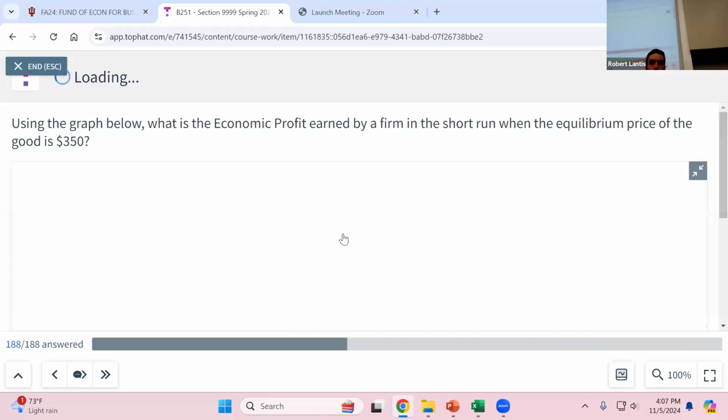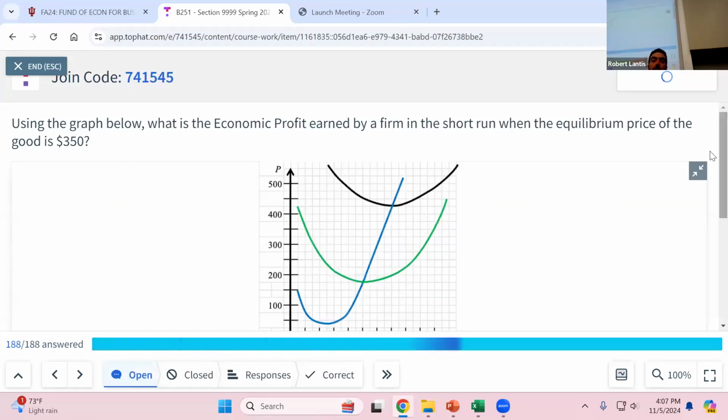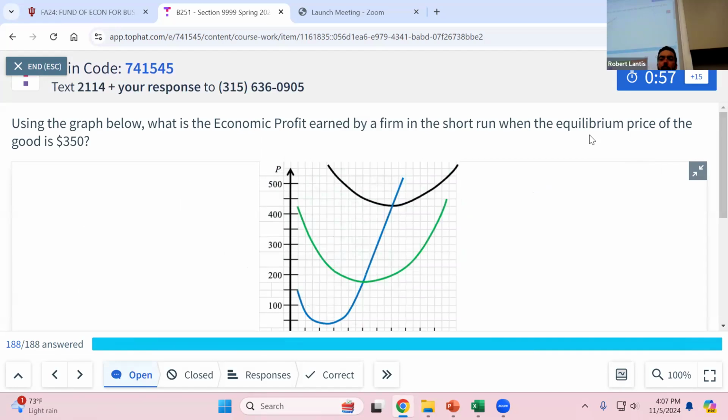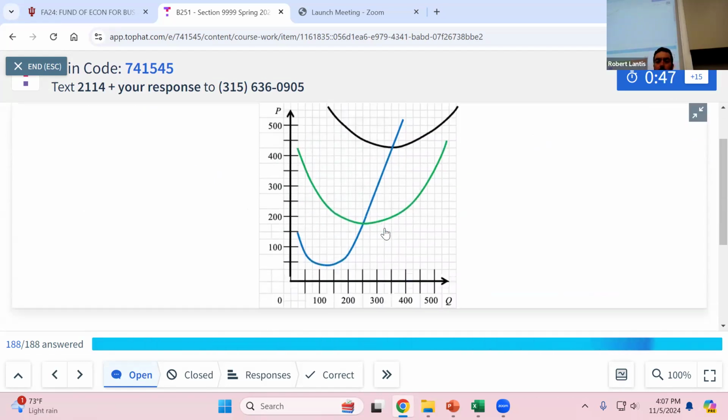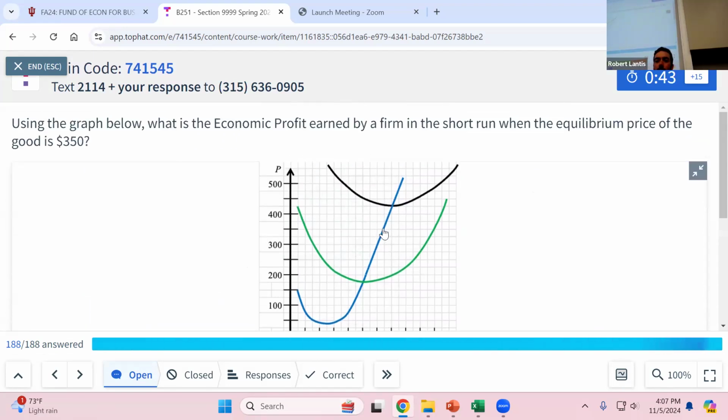And then one more. So what would the level of profits be if I had an equilibrium price of 350? So if I have this equilibrium price of 350, that's going to be my marginal revenue. Where would that hit my marginal cost? Looks like it's at a quantity of 325 units. But at that point, what's true about the price of 350 relative to my average total cost? So my profits will be negative, right?